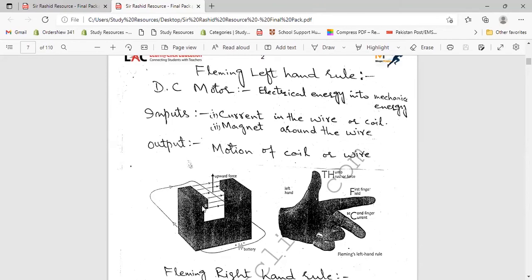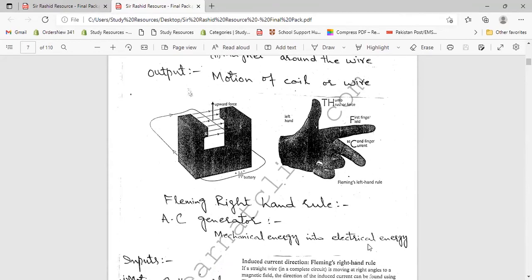In a DC motor, the direction of current will be given to you, and also the direction of the magnetic field. The magnetic field is always pointed from north pole towards south pole. So these are the finger positions. The index finger represents the magnetic field. The second finger represents the direction of current, which is the conventional current along the flow of positive charges. And the thumb shows the direction of magnetic force or direction of motion of the wire. So we apply the Fleming left hand rule in the DC motor. When I go into the DC motor, I will utilize this rule.